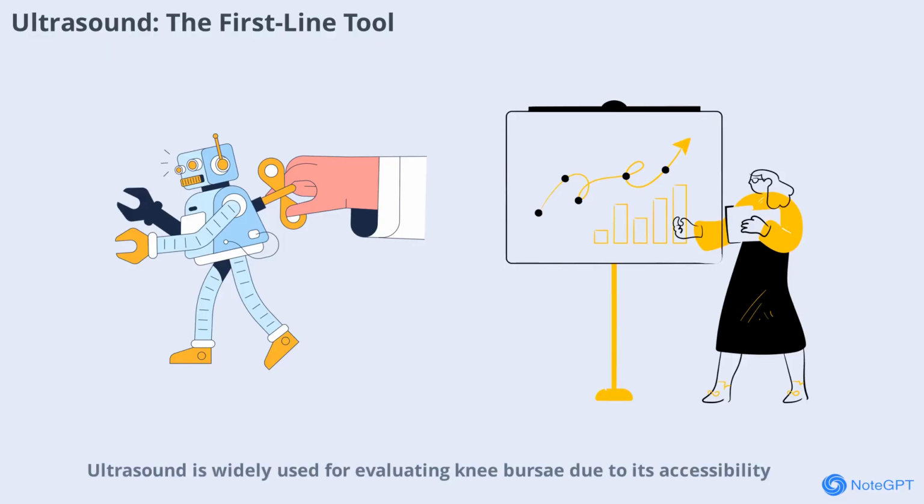Ultrasound is widely used for evaluating knee bursae due to its accessibility, cost-effectiveness, and ability to provide real-time images. It can detect fluid accumulation, synovial thickening, and even signs of infection. Power Doppler mode helps identify active inflammation. Ultrasound is especially useful for guiding aspiration or corticosteroid injections, increasing accuracy and reducing complications. However, its sensitivity varies. Sometimes, even symptomatic bursitis may not show clear findings, highlighting the need for clinical correlation.